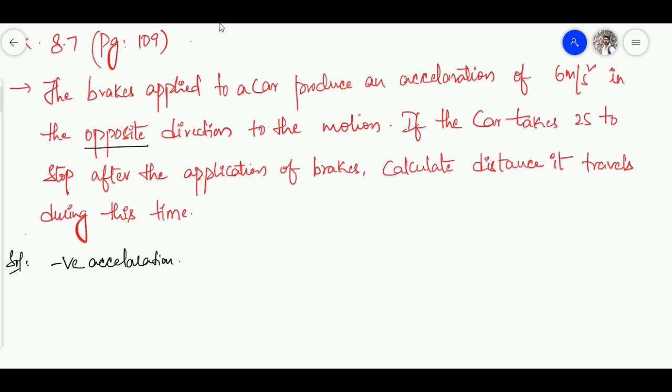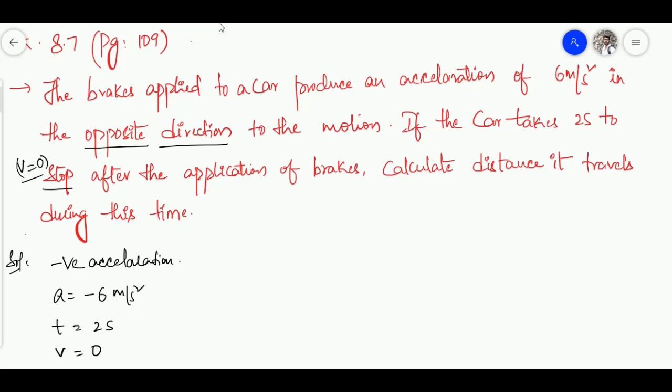And you can see the keyword opposite direction. It is applied in the opposite direction. So that means the acceleration which is given is actually retardation. So it will be minus 6 meters per second square, and the car has taken 2 seconds to stop, right? So finally it stopped. Then what will be the final velocity? Final velocity will be 0. It stopped finally. So v is equal to 0.